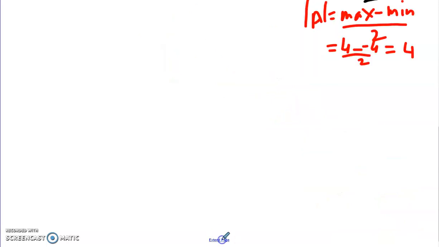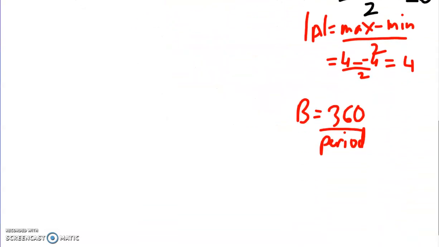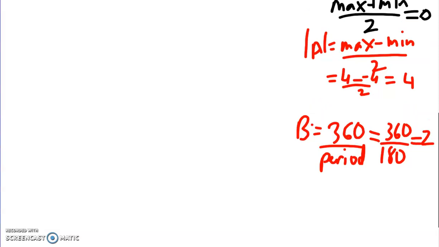Okay, so now let's do our B value, and that is going to be not 2 pi, but 360 degrees. So 360 divided by our period. In this case, we'll just go from our peak to figure out the period, and that is 180. So if I come back to this here, we have 360 divided by the period, 180, which gives me 2 as our B value.